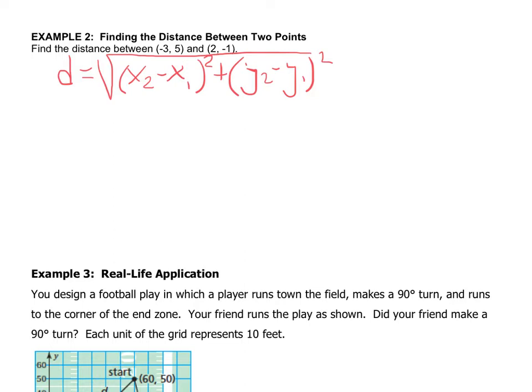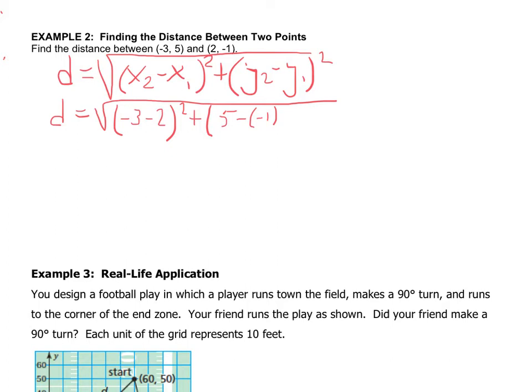So in this one, I'm going to do the square root. I'm going to subtract my x's. So I'm basically going to take my negative 3 and subtract 2, square it, and then I'm going to take my 5 and subtract negative 1. I have to make sure that the negative 1 stays in parentheses, because we know that 5 minus a negative 1 is what we're looking for, not just 5 minus 1, which is a different answer. So I move on to the next piece.